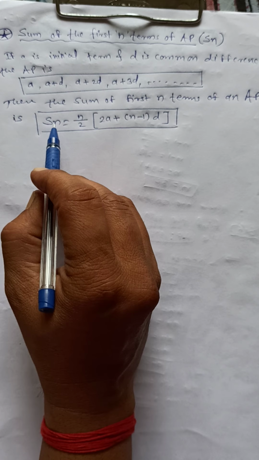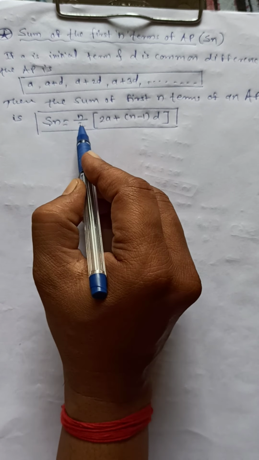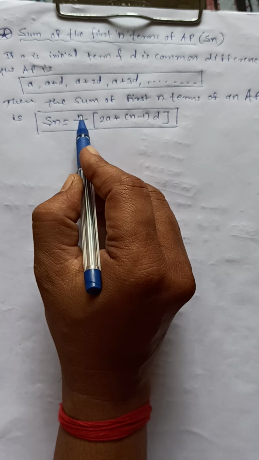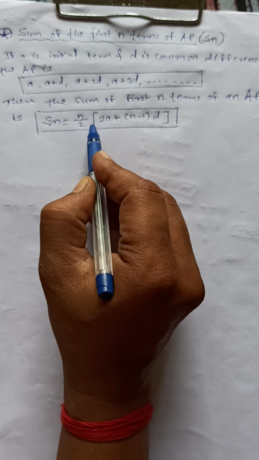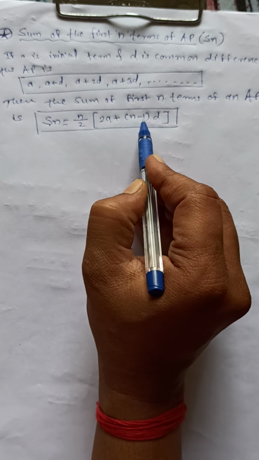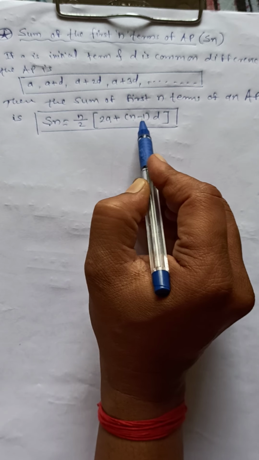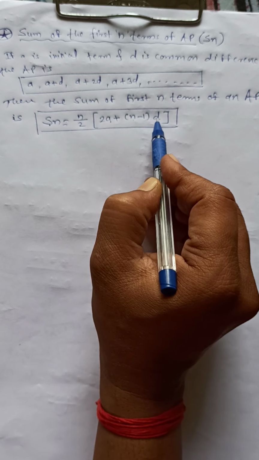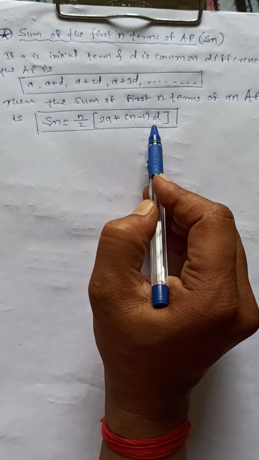Sn stands for sum of first n terms, which is equal to n by 2. N is the number of terms that you want to add. N upon 2 into bracket twice A, where A is the initial term, plus n minus 1, where n is the number of terms you want to add, and D is the common difference. Very easy formula. Sn is equal to n by 2 twice A plus n minus 1 into D.